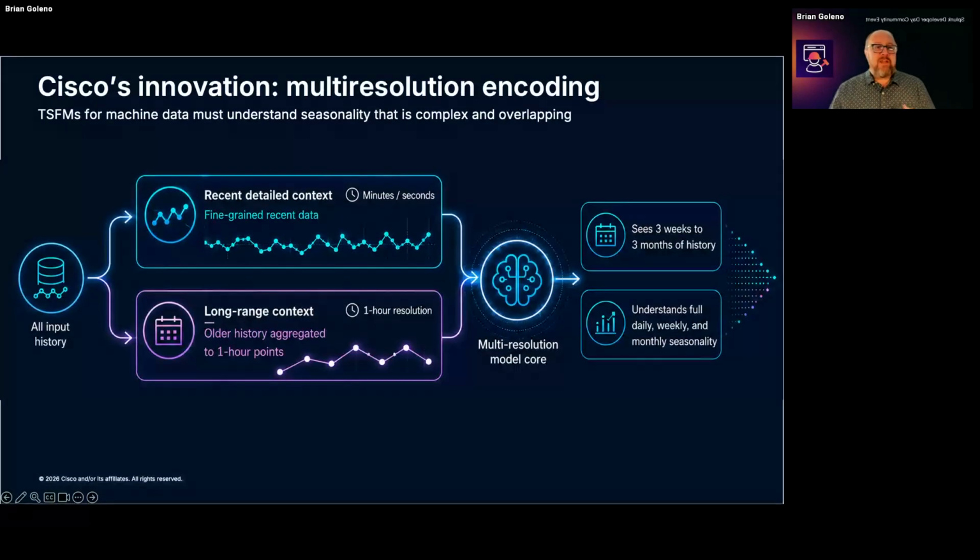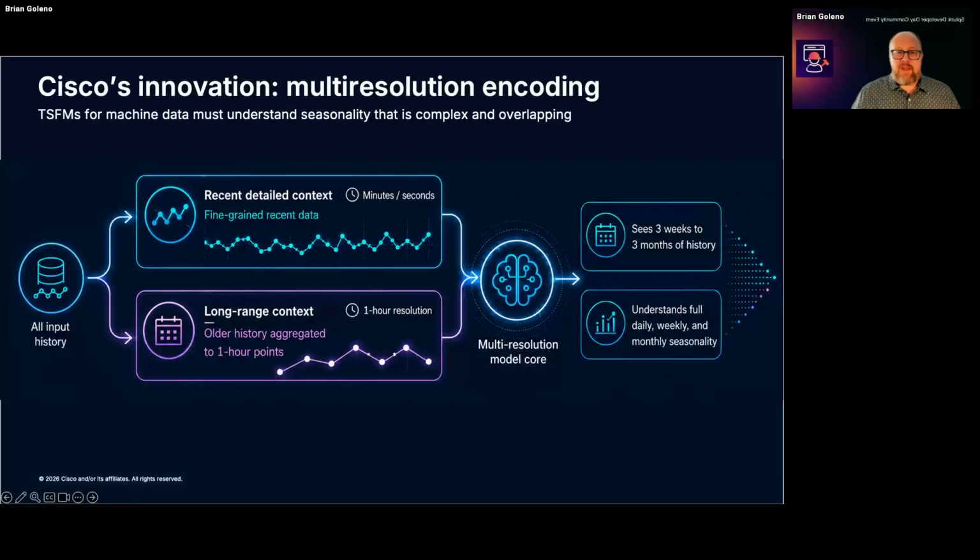We need to see the recent detail and the long-term range, and that's a unique architecture that we've brought to the market in the Cisco time series model. We call it multi-resolution encoding or multi-resolution architecture. And we're quite excited about it, and it's really showing specific improvement. We've seen about a 20% accuracy improvement between our model on machine data and the leading competitor models for machine data.